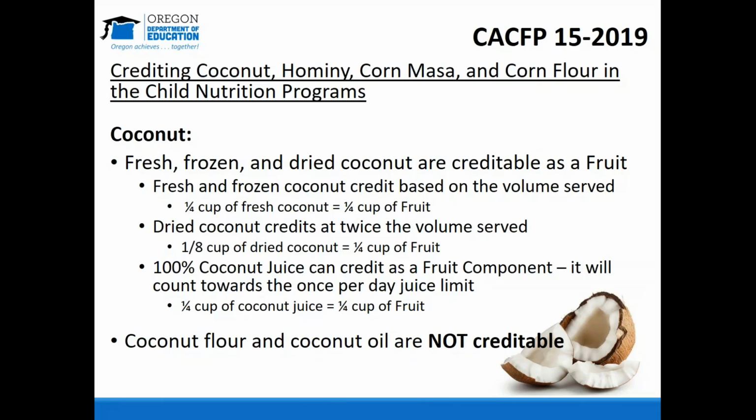If you have dried coconuts, like all dried fruits, they credit for twice the volume served. This means that an 1/8 cup of dried coconuts will equal a 1/4 cup of fruit. If you have 100% coconut juice, and remember, it does have to be 100% juice, just like all the juices you serve in CACFP, this can credit as the fruit component as well, but will count towards your once per day juice limit for CACFP. 100% juice credits for the volume that is served, so a 1/4 cup of juice will equal a 1/4 cup of fruit. Sometimes coconut juice is also marketed as coconut water. It means the same thing, and both are creditable as long as they are 100% coconut juice or 100% coconut water.